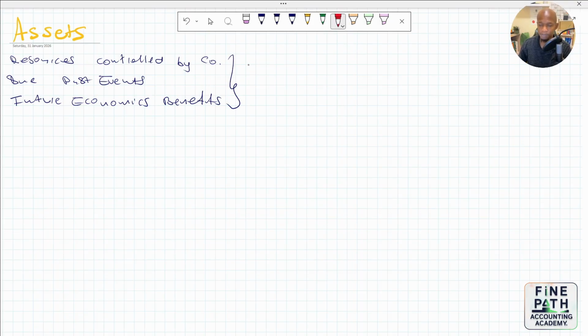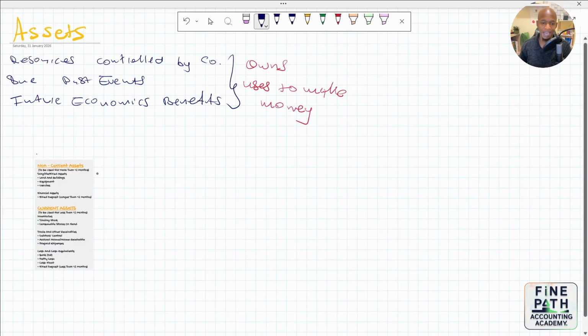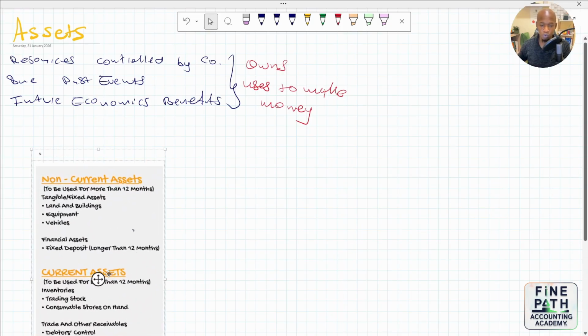So this definition is basically a fancier way of saying assets are things that the company owns or that the company uses to make money. And that is our asset definition. Now that we've looked at the definition, I want us to look at the different types of assets that we have, or the classification of assets. And there's two of them.